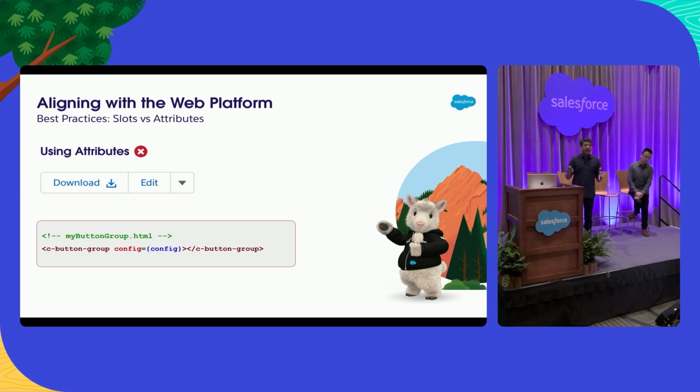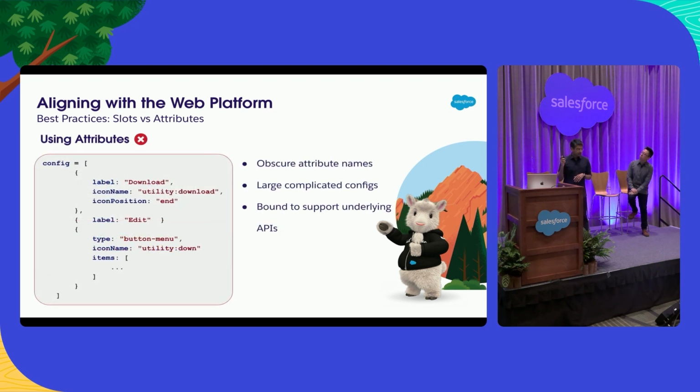Now this config has you asking your users to pass in all the data and metadata required for you to render each of these buttons. Let's take a look at what that will look like. So config here would be an array of objects where each object contains the metadata for a single button. The first one has a label for download, the icon you want to display, the position of the icon. Second one just has a label, edit.